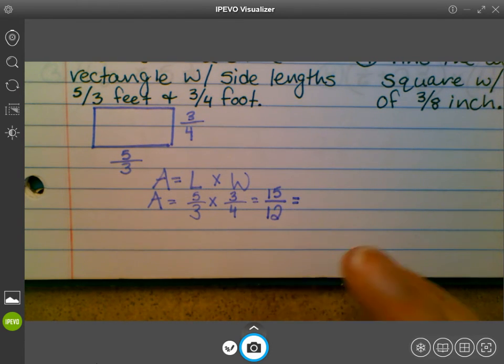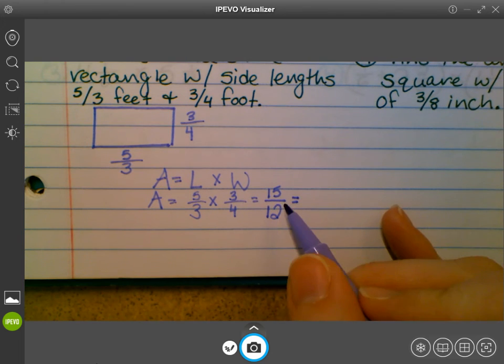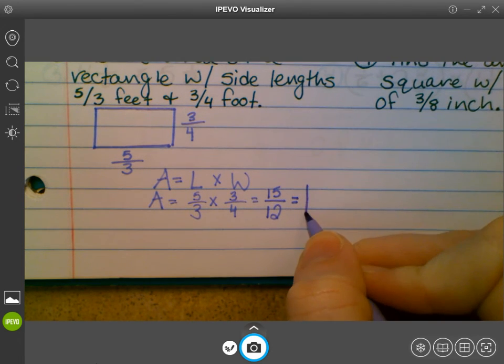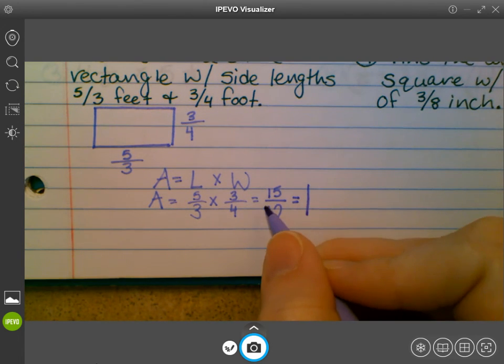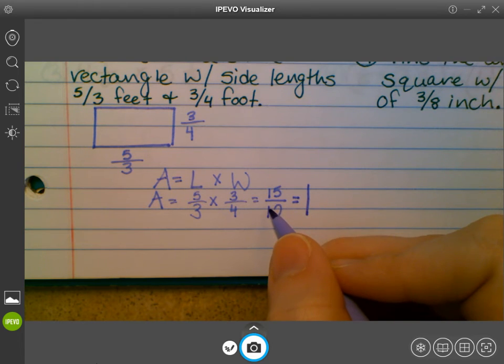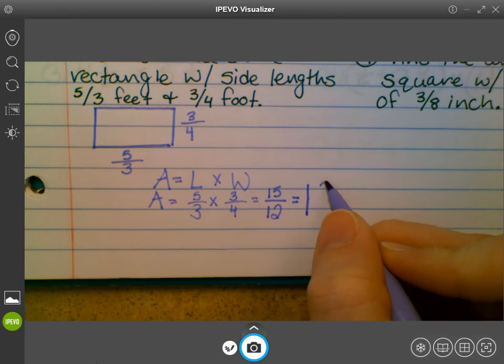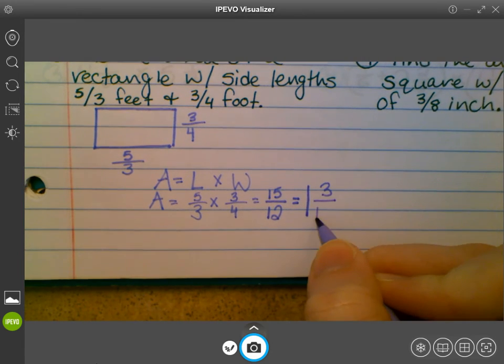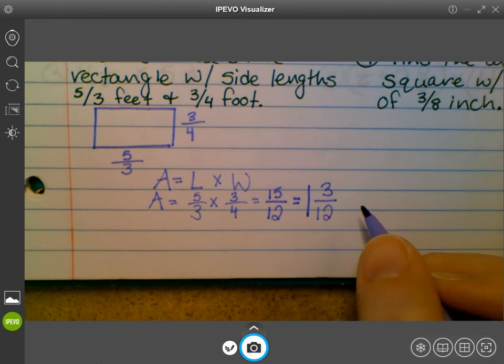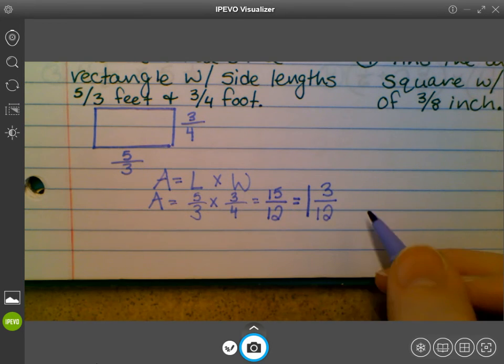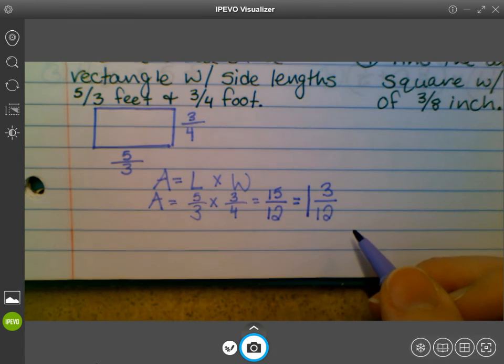Now, if we do this just like standard, 12 goes into 15 once, so that's my whole number. Well, that only gets me to 12. So 12, 13, 14, 15. It takes 3 more to get to 15. Then we have 12 as our denominator. Now, I heard 1 and 3/12. Awesome. But can we simplify this even more?